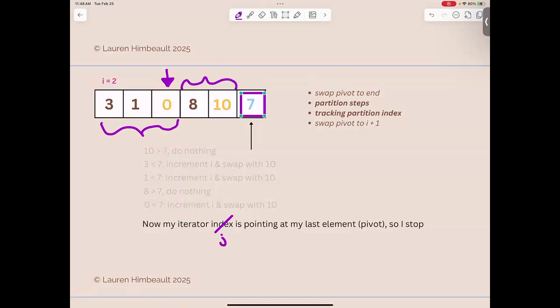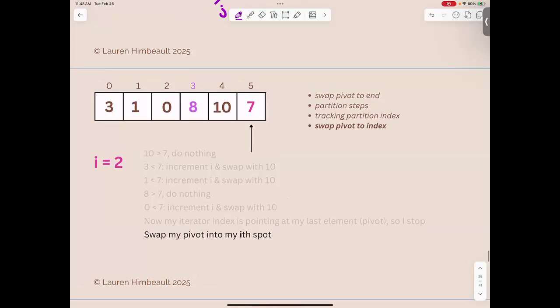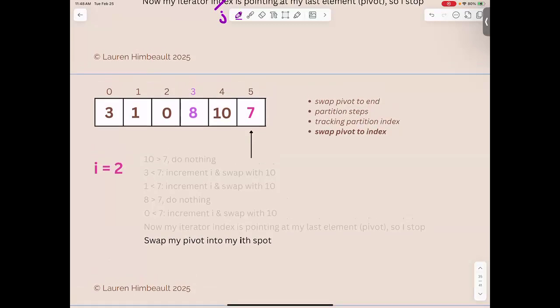So what are we actually going to do now that we've hit this point and we've stopped? Well, once we've done this, we need to swap the pivot also into the right place. Now, right now, I is equal to 2, which means if I swap my pivot with I, we would end up doing something like this.